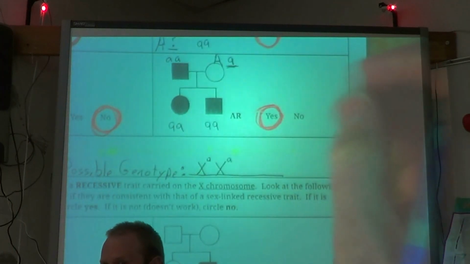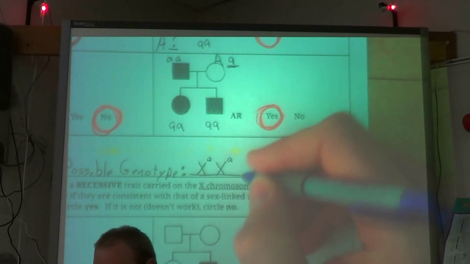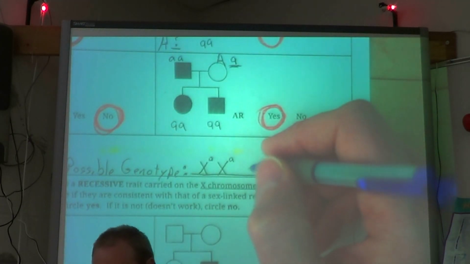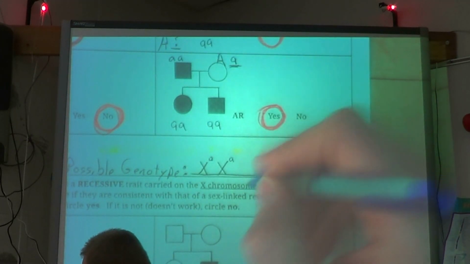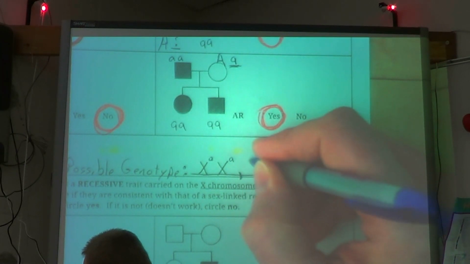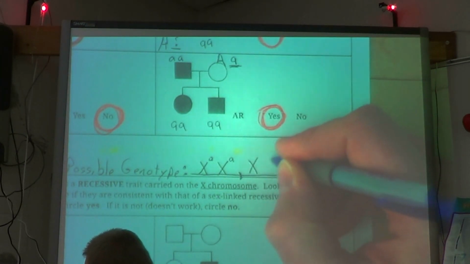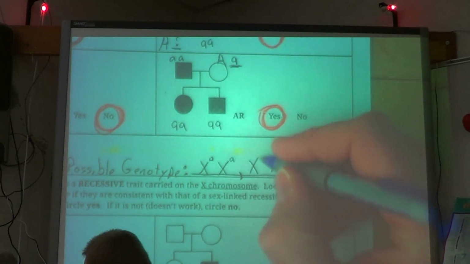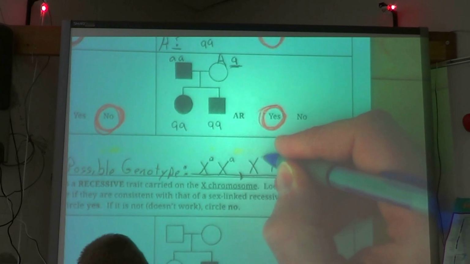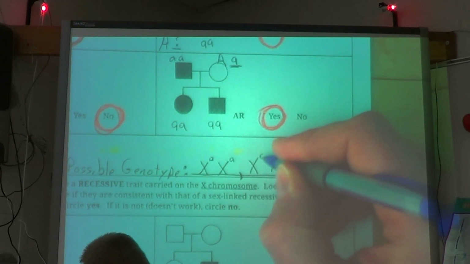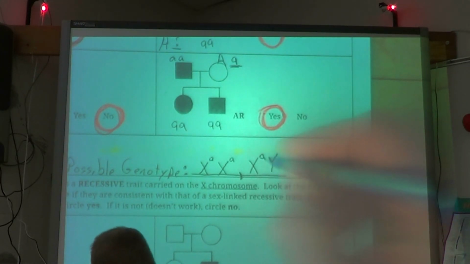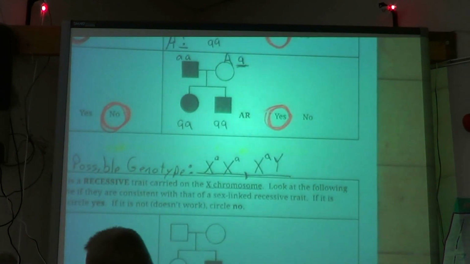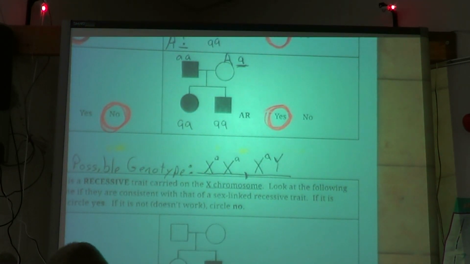Are there any other possible genotypes that a female could have and still have the trait? Nope. What about for a male? X, Y, it's only on the X chromosome. So what's the allele that has to go on the X in order to have the recessive trait? X little a. Those are the possible alleles if they're shaded.